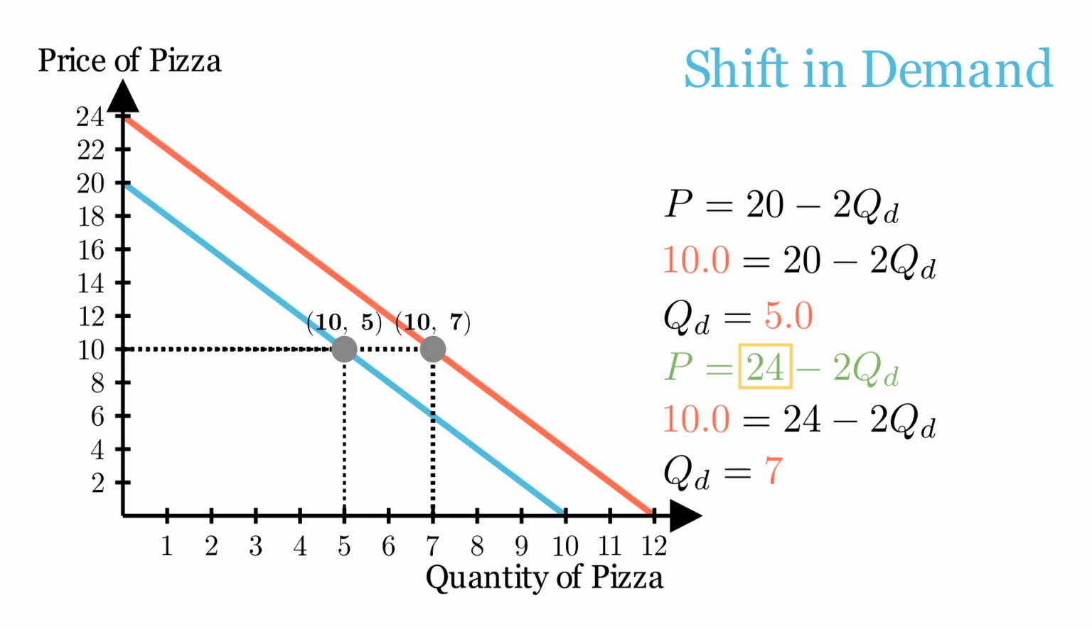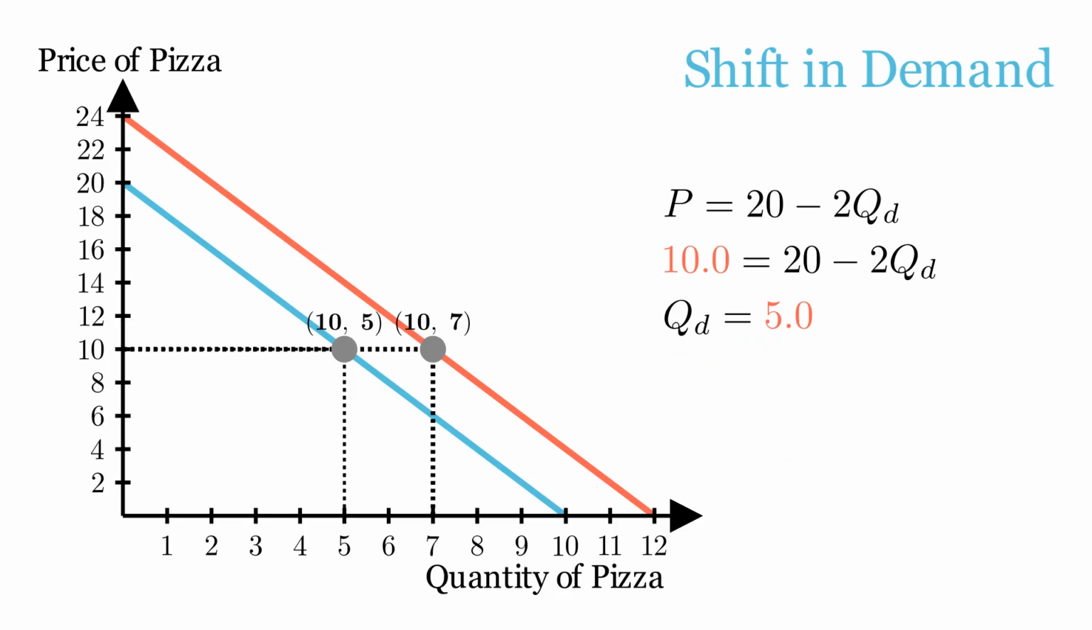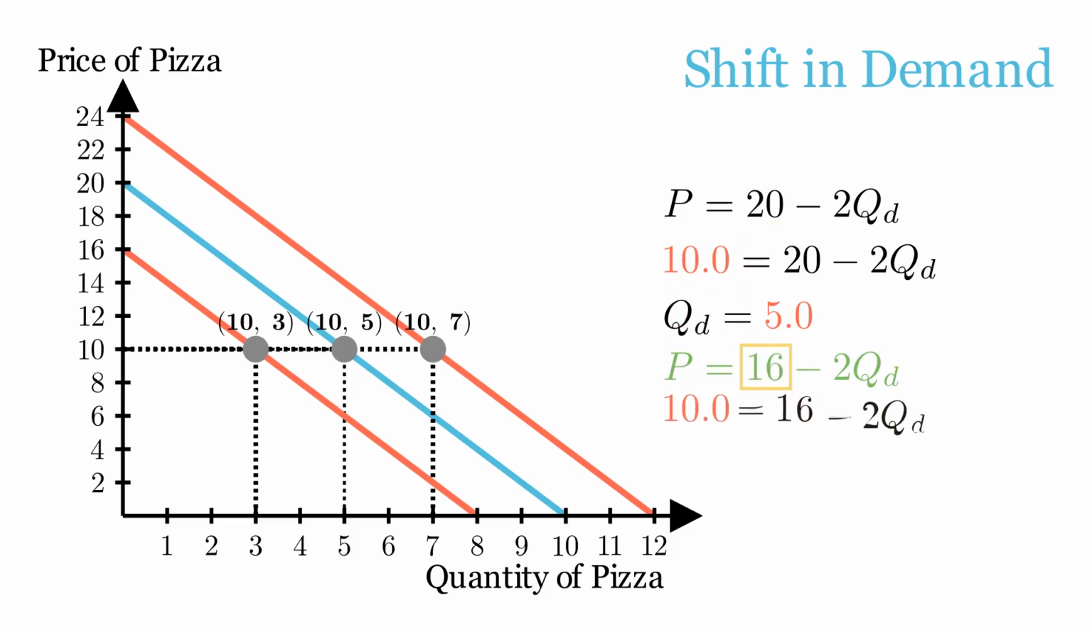Now let us consider the opposite situation. If consumers' income decreases, demand for pizza will also decrease. As a result, the demand curve shifts to the left. At the same price of 10, consumers now purchase only 3 units instead of 5. The demand equation changes again to P is equal to 16 minus 2QD, and the intercept decreases from 20 to 16. When we substitute the same price 10 into the equation with the new intercept 16, the quantity demanded becomes 3 units. This shows that consumers now buy fewer units at the same price. This situation is called a decrease in demand.